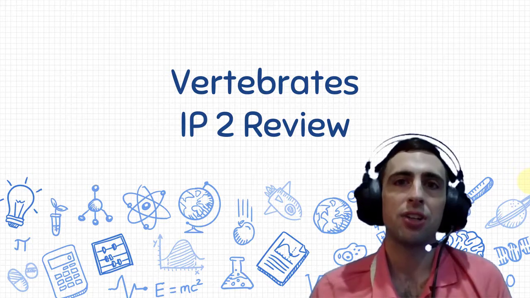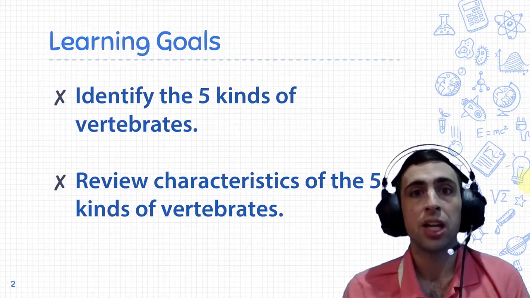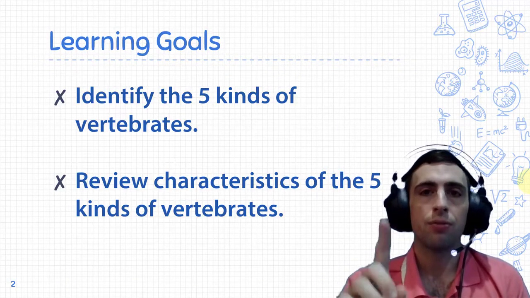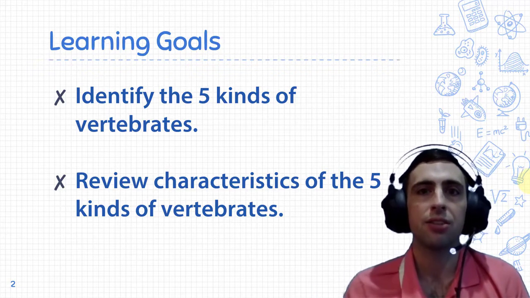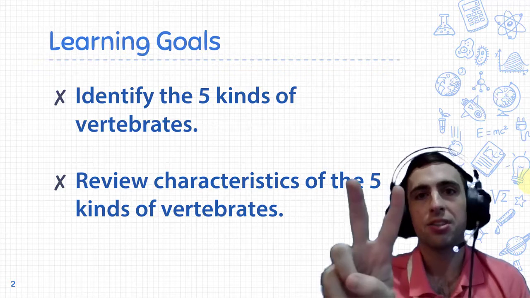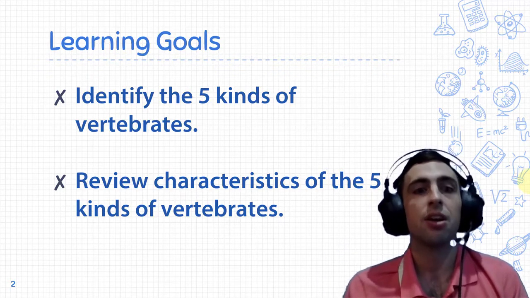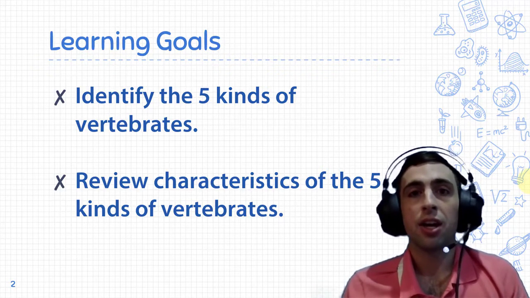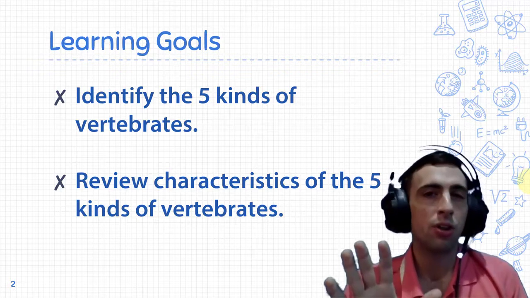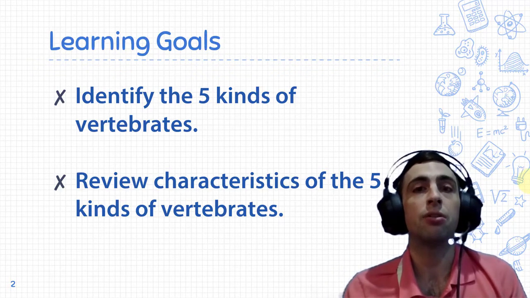My name is Teacher John and today we are talking about vertebrates. So what are our learning goals today? Our first learning goal is to identify the 5 kinds of vertebrates. Our second learning goal is to review the characteristics of the 5 kinds of vertebrates. Each kind of vertebrate has more than 5 characteristics, but we will only learn 5 today.